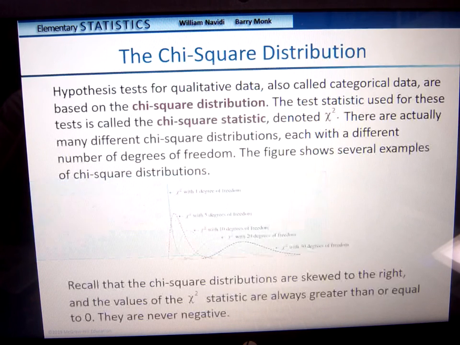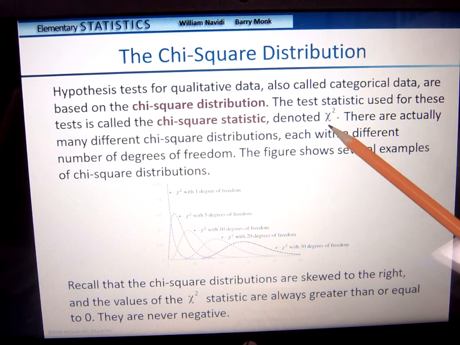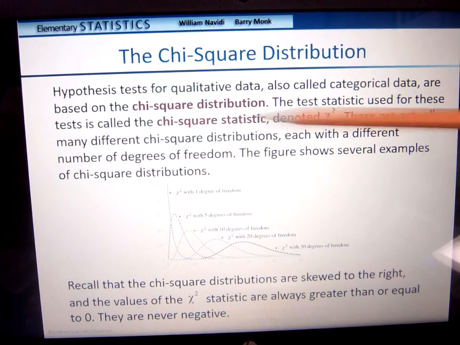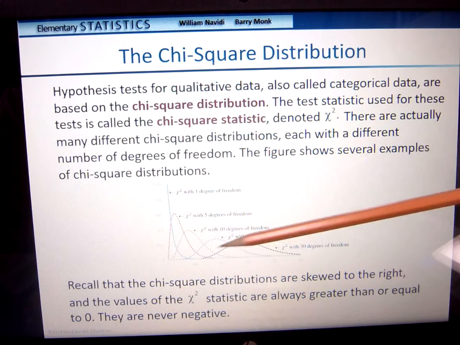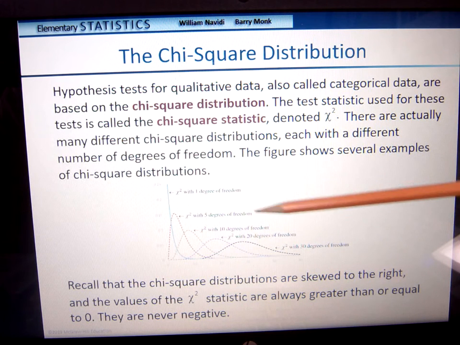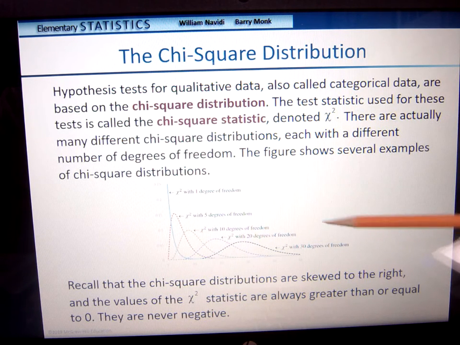So let's start. The hypothesis tests for qualitative data, also called categorical data, are based on a chi-square distribution. The test statistic for these tests is called the chi-square statistic, and as we went over before, this is the Greek symbol for chi, so this is chi-squared. There are actually many different chi-square distributions based on the degrees of freedom, and we looked at this before. Here's a degree of freedom of 1, here is 5, here's 10, here's 20, here's 30.